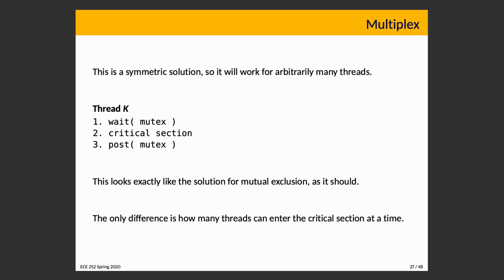Now, to show you the pseudocode for the multiplex, it's just this. It is exactly the same as the regular mutual exclusion, and it works for arbitrarily many threads because it is a symmetric solution, as expected. The only difference is the value of mutex, and this is another illustration of what I mean about the importance of choosing the correct value. It's not always just 1 or 0. Sometimes 5 is correct, sometimes 50 is correct. It is just a design decision for your system, and if you want to allow this many concurrent things at a time, that's what you choose for your initial value of the semaphore.